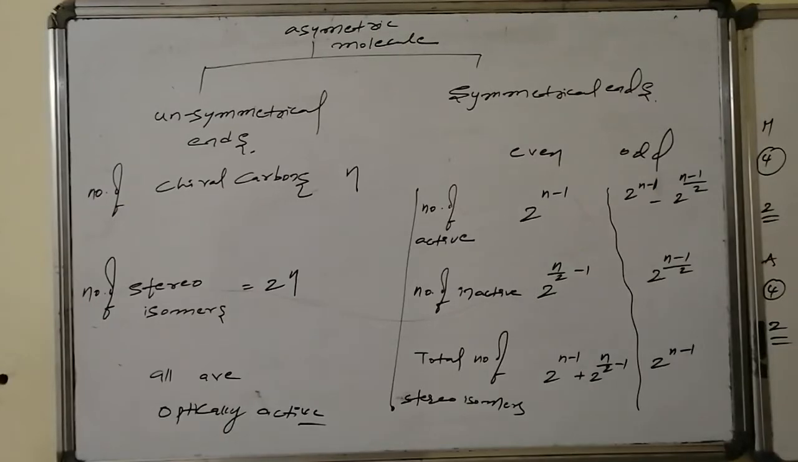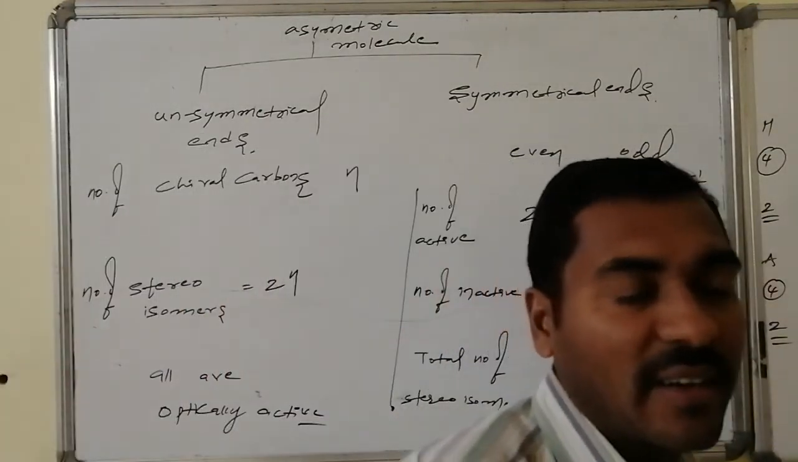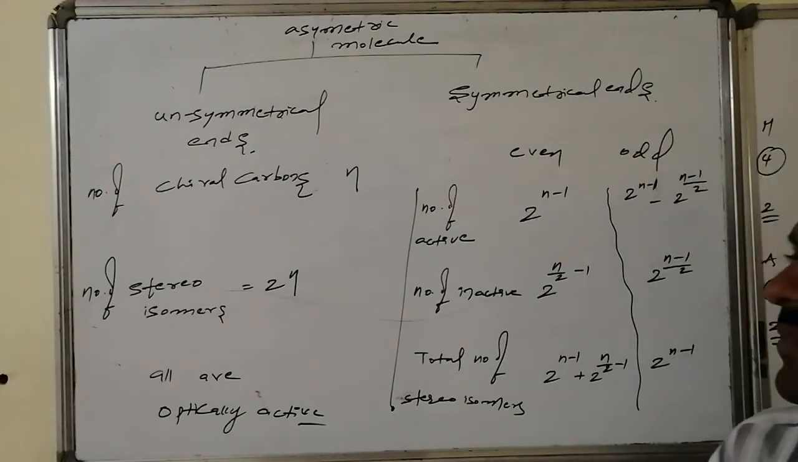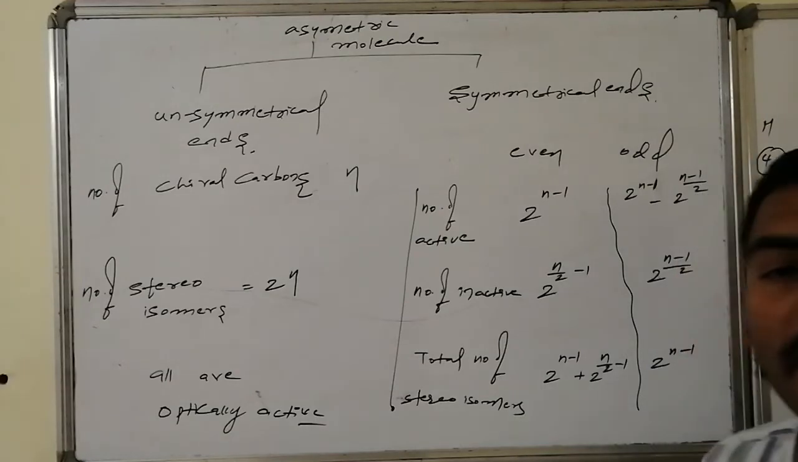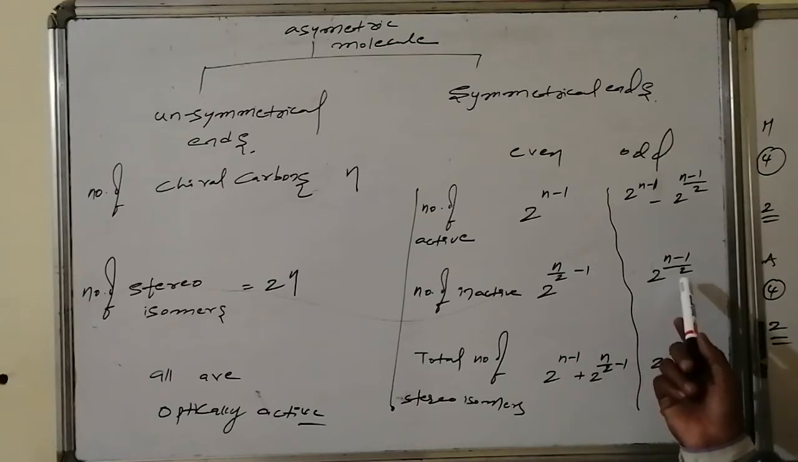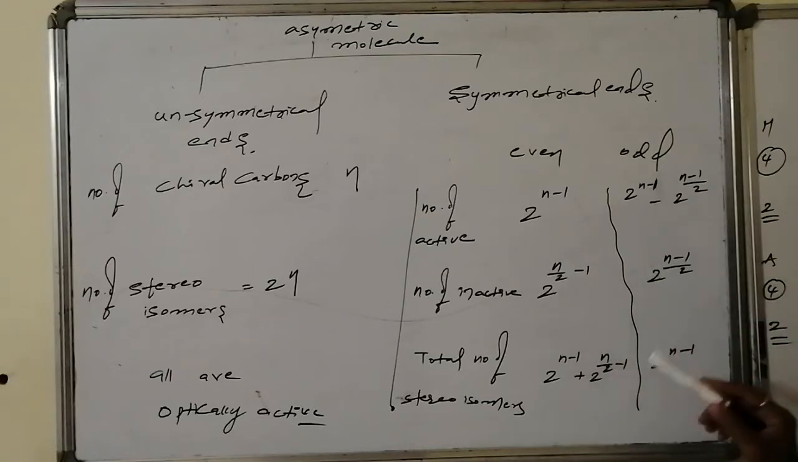Yes, the table and the related formulas once again for your notice. If it has unsymmetrical ends, the total number of stereoisomers is 2 power n, all optically active. If it has symmetrical ends with an even number of chiral carbons, the number of active isomers is 2 power n minus 1, the number of inactive mesos is 2 power n by 2 minus 1, and the total is the sum of these two. Whereas if it has an odd number, the total number is 2 power n minus 1, mesos are 2 power n minus 1 by 2, and active is total minus mesos. These are the formulas.